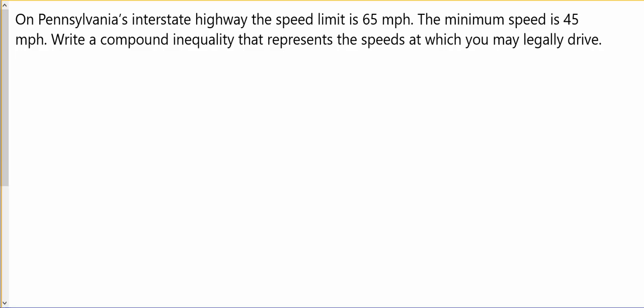Next problem. On Pennsylvania's interstate highway, the speed limit is 65 miles per hour. The minimum speed is 45 miles per hour. Write a compound inequality that represents the speeds at which you may legally drive. Compound inequality means that we want to have two inequality symbols. Well, that's good because they gave us two speed limits here. We've got a speed limit of 65 and a minimum speed of 45, so those are my two numbers. I'll write them in order from least to greatest, so 45 and 65.